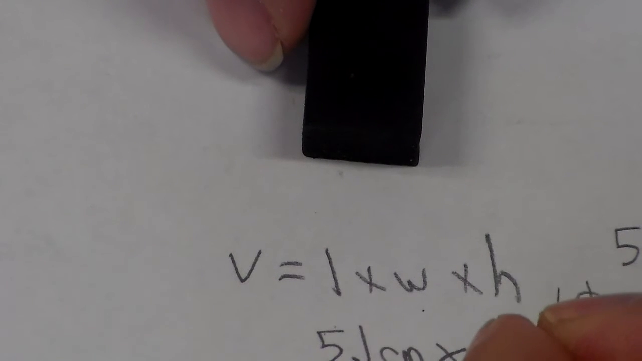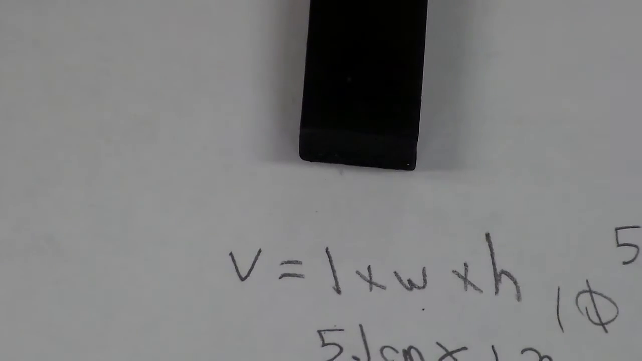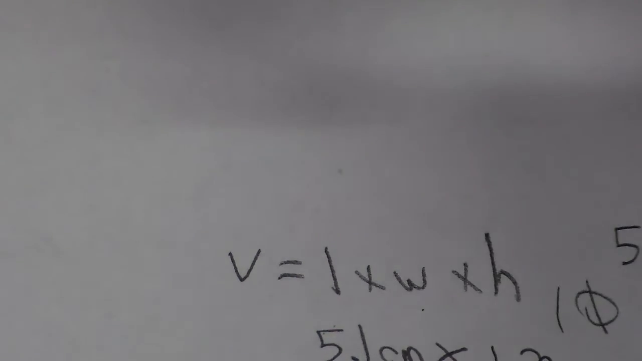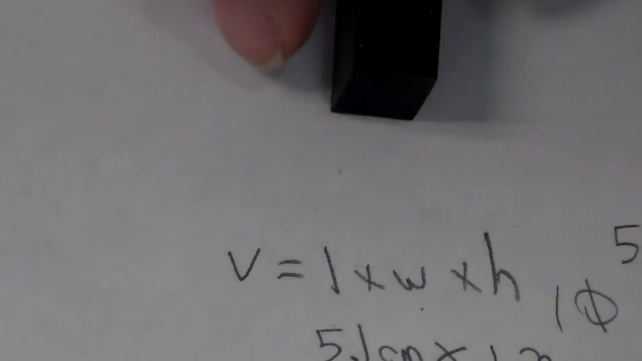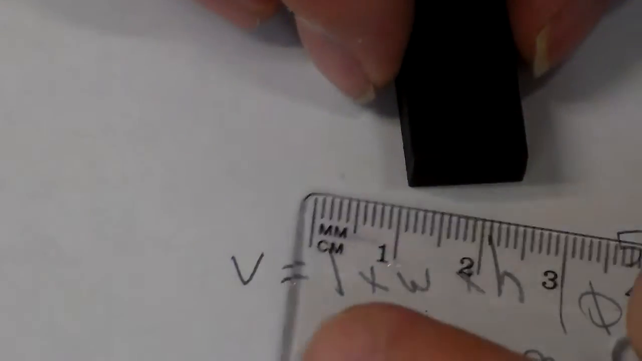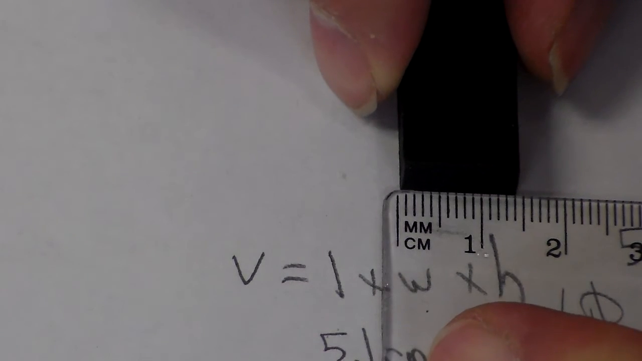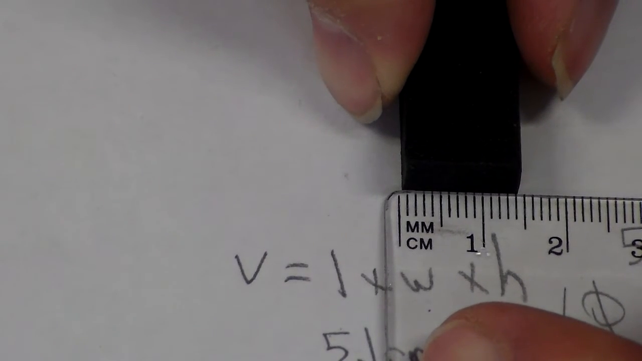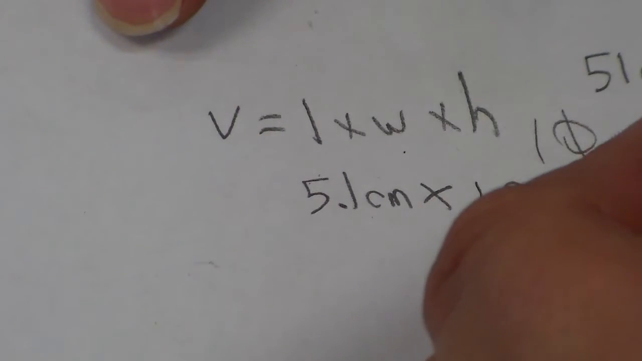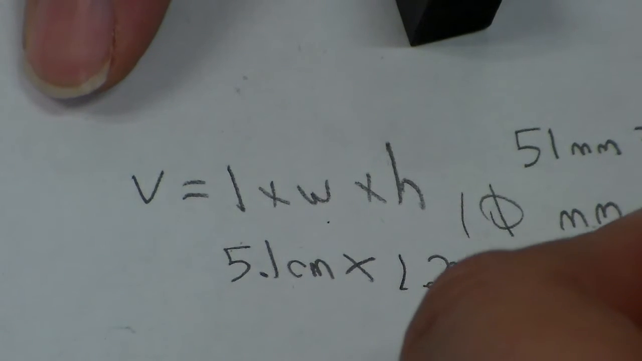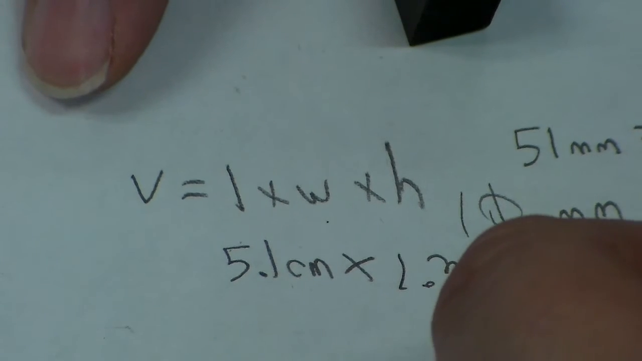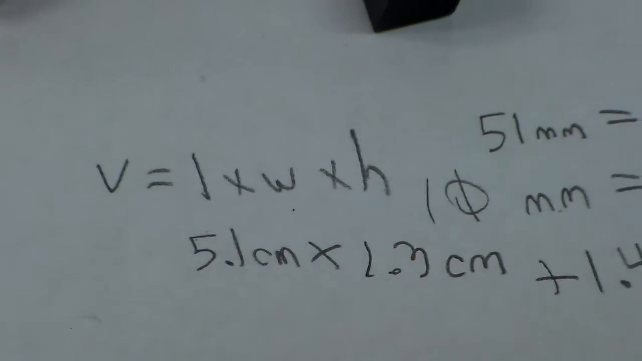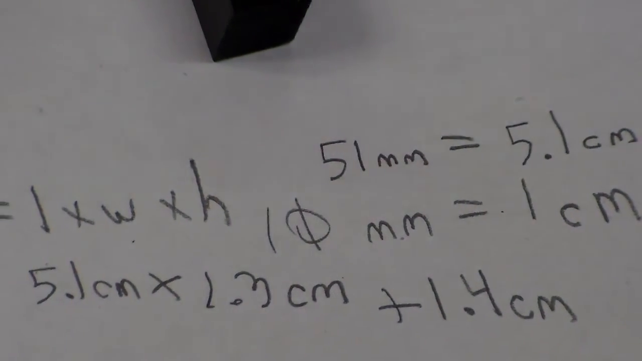So that's going to be 1.3 centimeters. Okay, then I got to do the last thing. I need to figure out what's the height of this thing. So now I'm going to take the height and bring it down here, and I have got 14 millimeters or 1.4 centimeters. Remember, I'm writing this upside down so that you guys can see this.